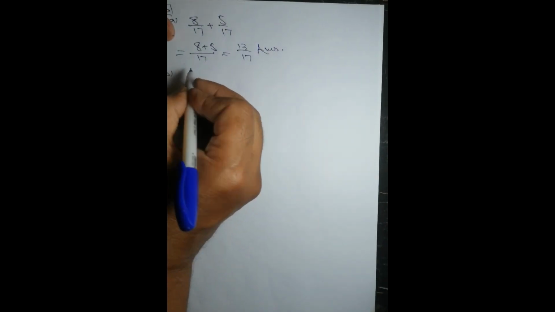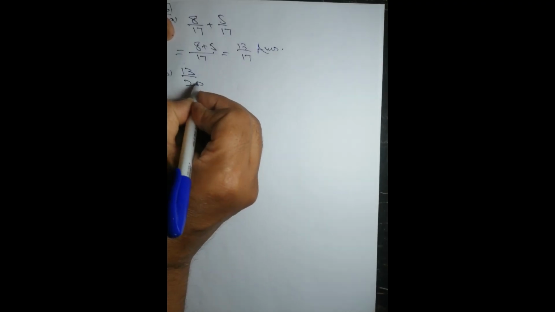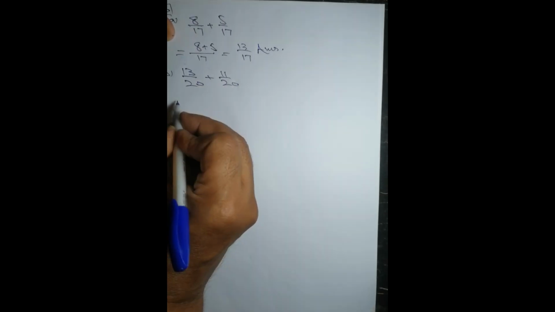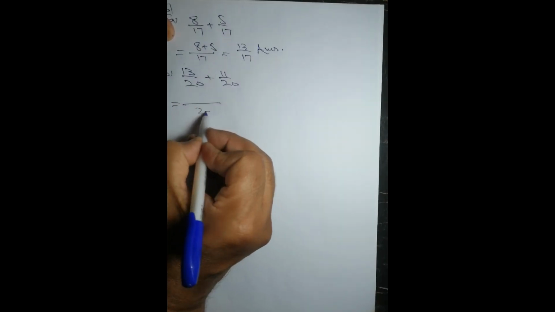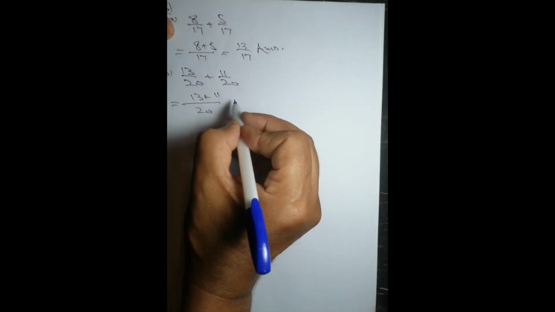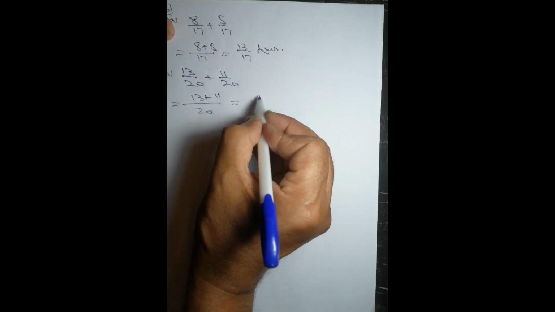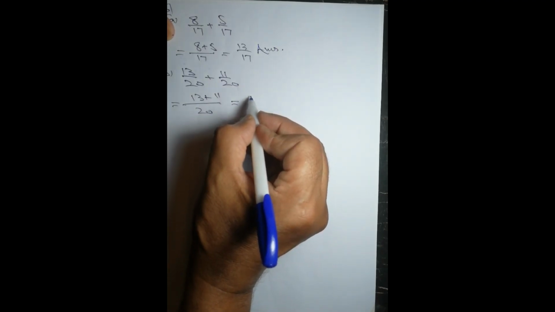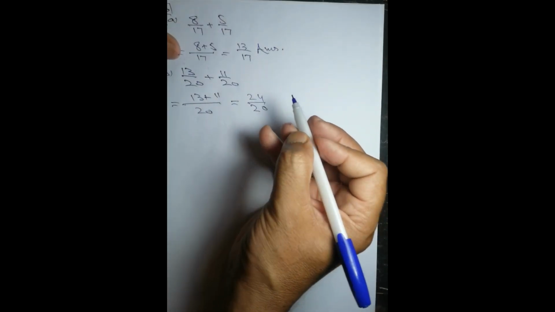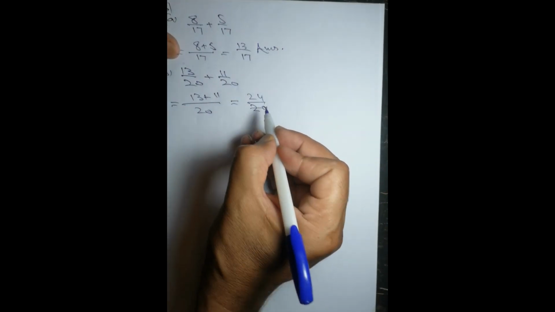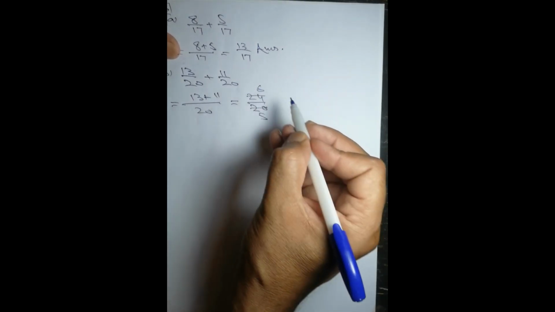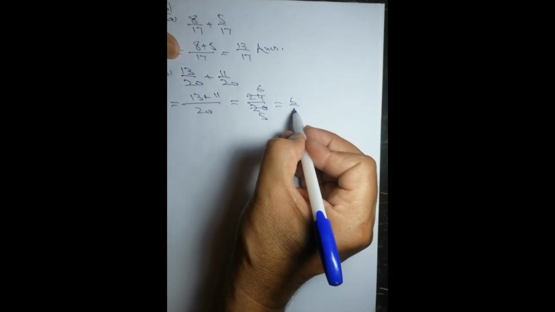Part B is 13 over 20 plus 11 by 20. So 20 is LCM. 13 plus 11 is equal to 24 by 20, and we need to simplify this one. 4 5s are 20, and 4 6s are 24. This is 6 over 5.